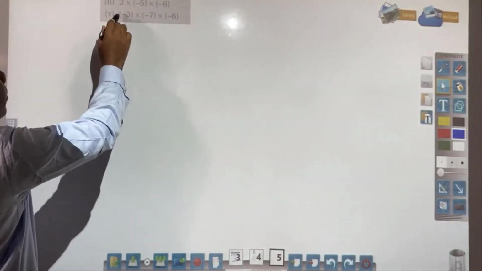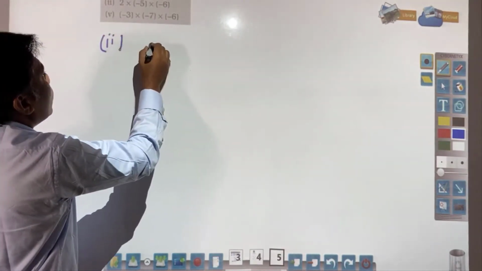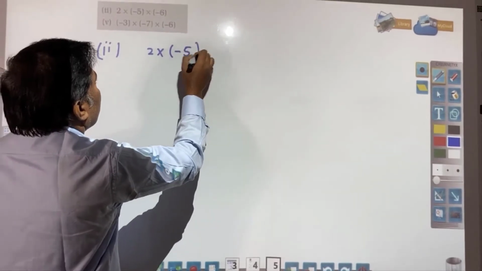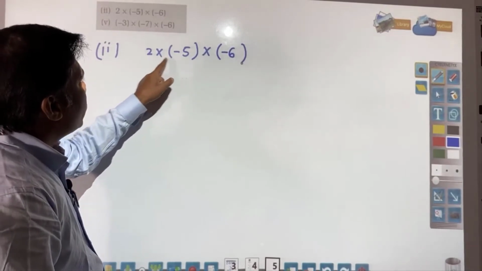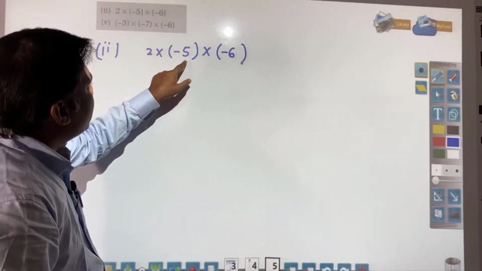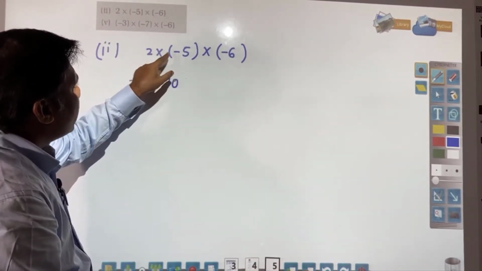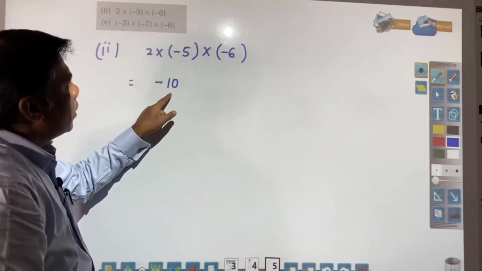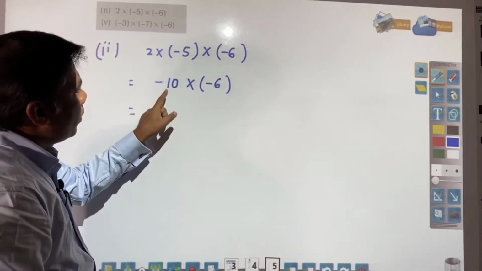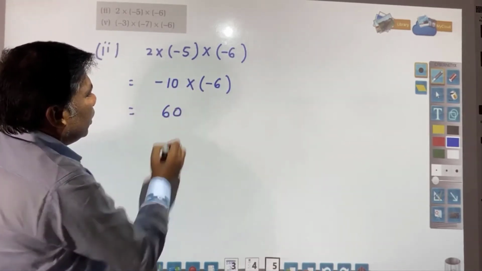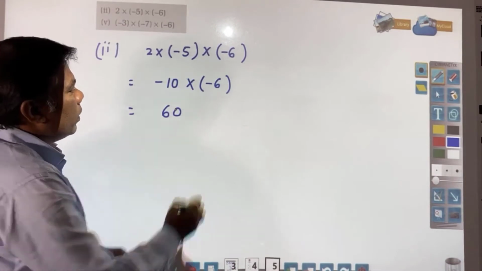Here you see question number 2. 2 into minus 5 into minus 6. Here what we will do, multiply the first two numbers. 2 5s are 10. Unlike signs are there, positive and negative, so the product will be negative. Then you have minus 6. Now simply multiply the numbers. 10 6s are 60. Like signs you have. If like signs are there, the product will be positive. So this will be your answer.